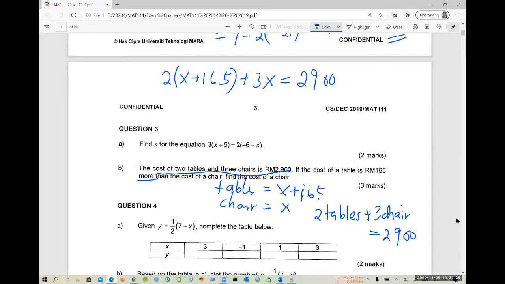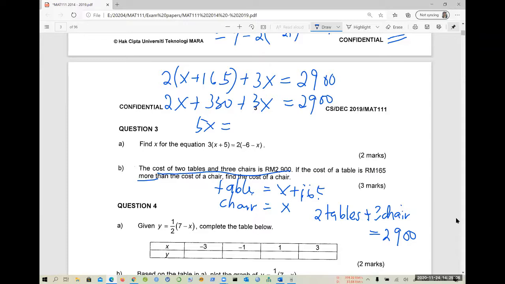And from here, you can solve for the value of X, that means to find the cost of a chair. So you have 2X plus, 165 multiplied by 2, you get 330, right? So 160 times 2, you get 320, plus another 10, you get 330. And then plus 3X equal to 2900. So 2 plus 3, you get 5X.